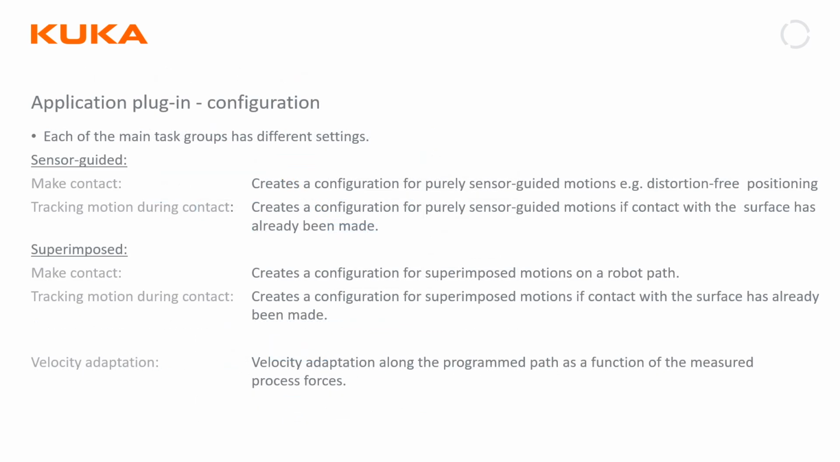The main application types are divided into sensor-guided and superimposed. Sensor-guided types don't require any programmed path. They are completely guided by the sensor input. Superimposed types overlay the force control behavior onto a programmed path. Each one has a make contact profile to search for contact with a part and a tracking during contact to enable more control flexibility after initial contact.